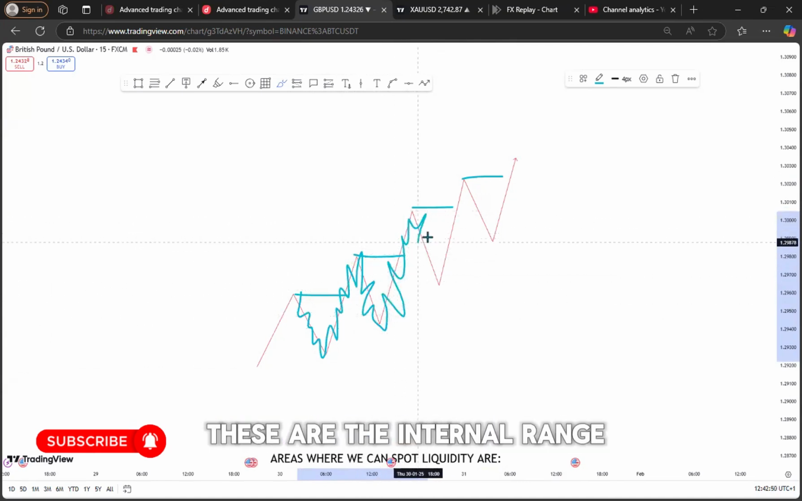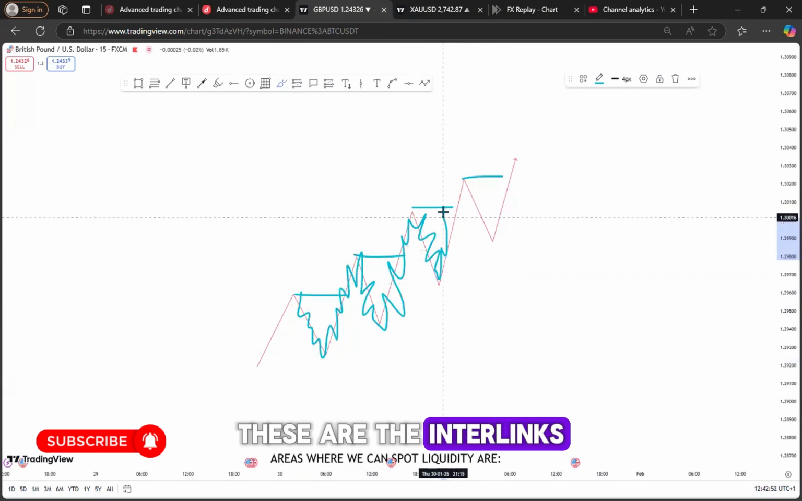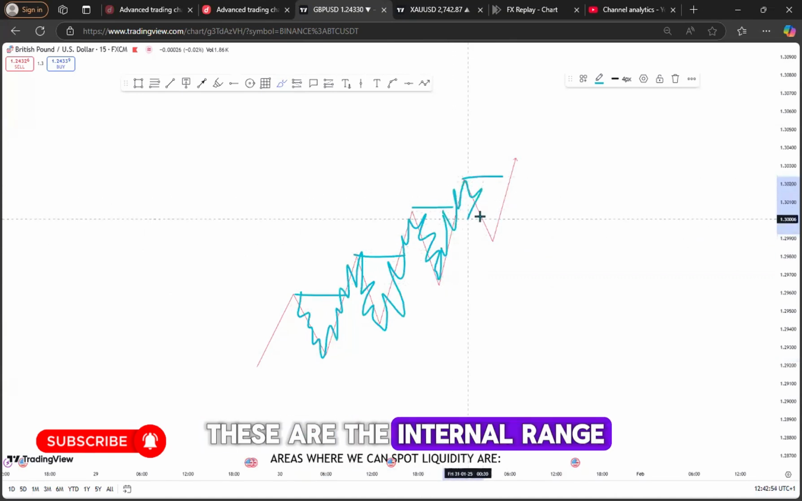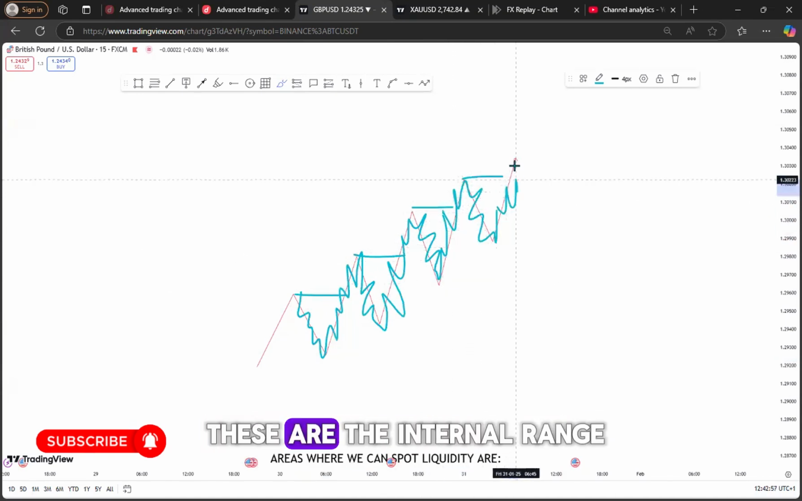Now, these are the internal range in this structure.